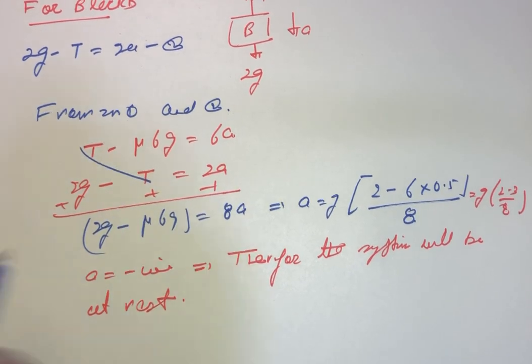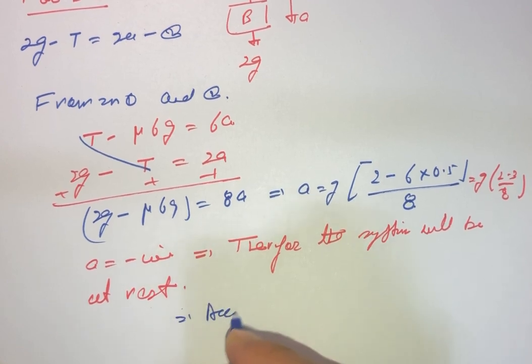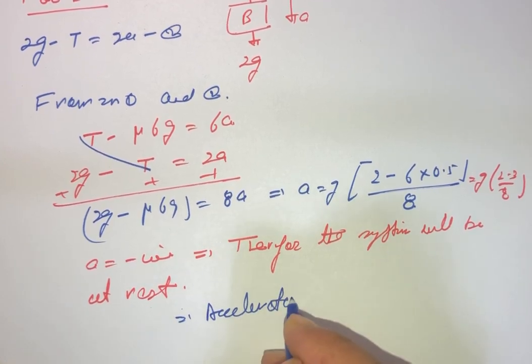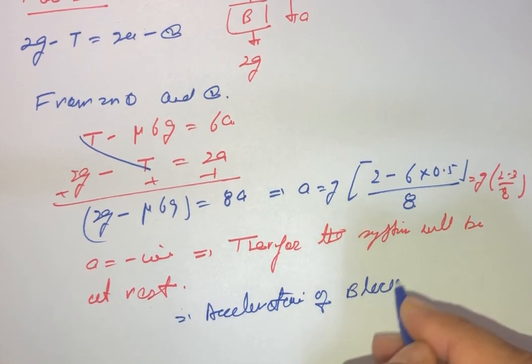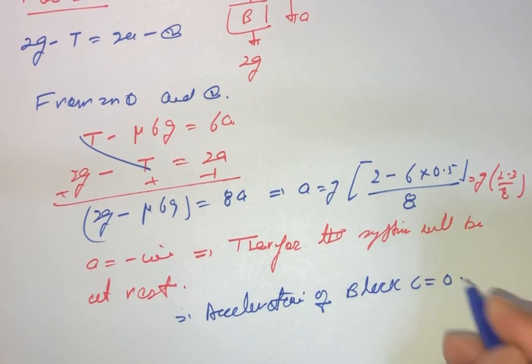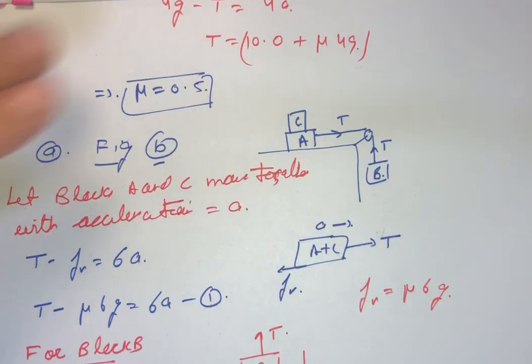If the system is at rest, we can say that the acceleration of block C will be 0. So this completes our first part.